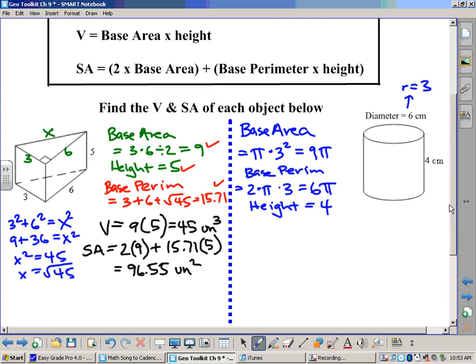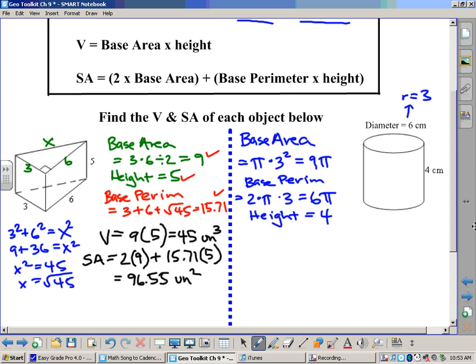So let's go ahead now and figure out the volume. Our volume would be the base area times the height. Well, the base area is 9 pi, that's that number right there, and the height is 4, so it'll be 4 times 9 pi. 4 times 9 is 36, so we have 36 pi, and that'll be centimeters cubed. Now, if you want to go ahead and turn this into a decimal, that's fine. You can leave it as 36 pi and leave it in pi form, but if you were to decimalize this, you would get 113.10. That would be 36 times pi, and make sure you use the pi button in your calculator.